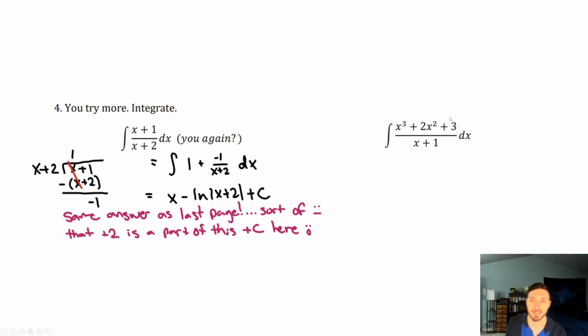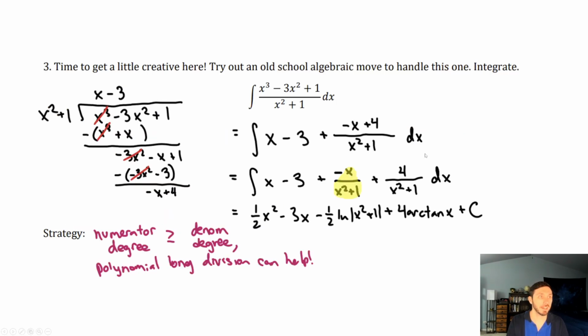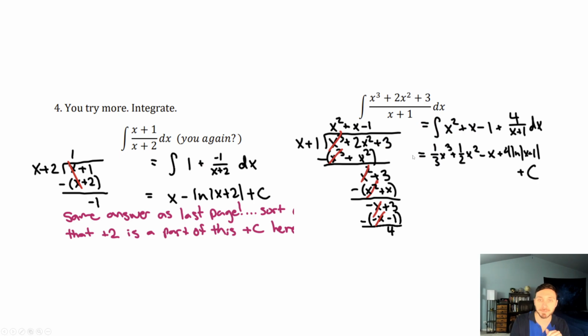Anyway, try out the classic polynomial long division within this one. This will play out very similarly to 3 here. So give this one a go, 3, 2, 1. You can see here that, yeah, polynomial longed it up. All right, so done with that.